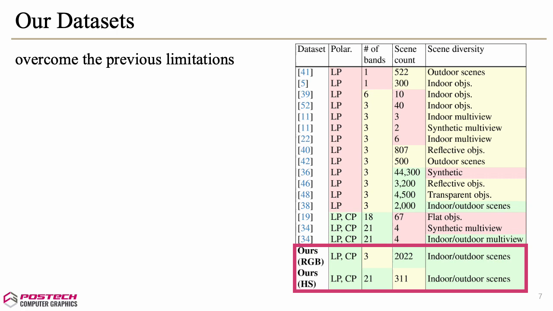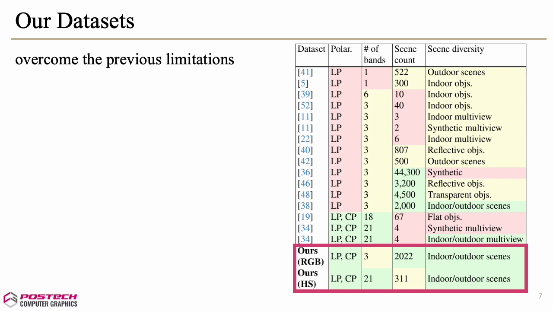So we aim to provide a spectro-polarimetric dataset. There are many existing spectro-polarimetric datasets, as you can see in this table. However, they typically suffer from limited object, scene, and illumination diversity. Also, they contain primarily linear polarization information and offer a small number of images.